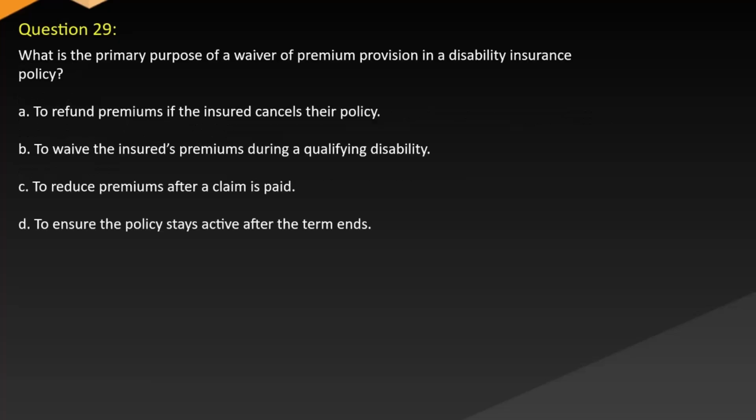Question 29. What is the primary purpose of a waiver of premium provision in a disability insurance policy? A. To refund premiums if the insured cancels their policy. B. To waive the insured's premiums during a qualifying disability. C. To reduce premiums after a claim is paid. D. To ensure the policy stays active after the term ends.